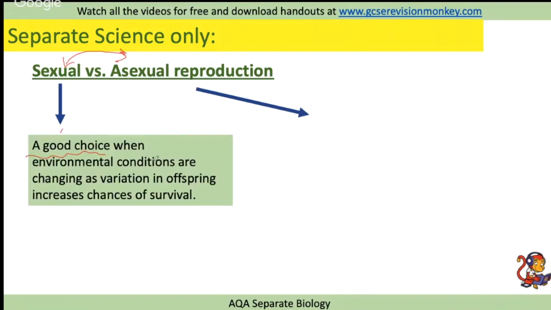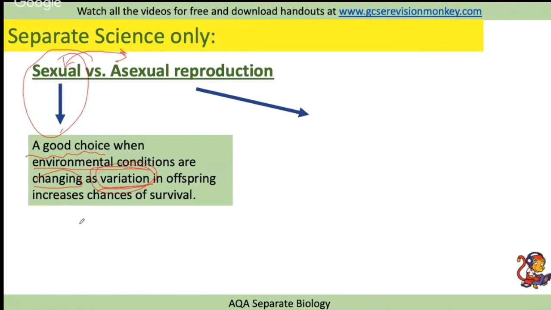So sexual reproduction is a good choice for an organism. Think about it in terms of the population rather than the individual. It's a good choice when the environmental conditions are changing, because if you've got changing conditions, variation in the offspring increases the chance of survival. So if you're producing offspring that are all different, you've got variation in your population.